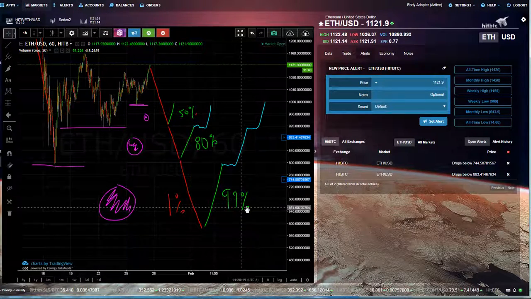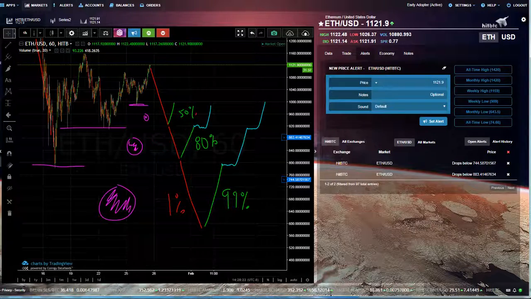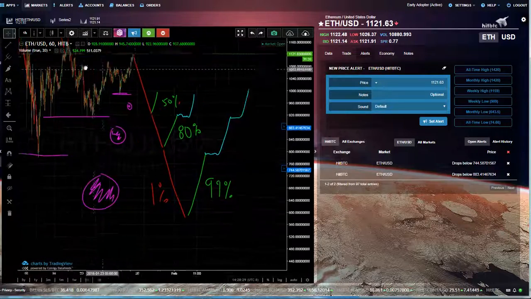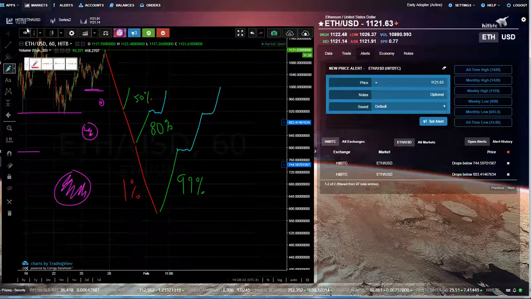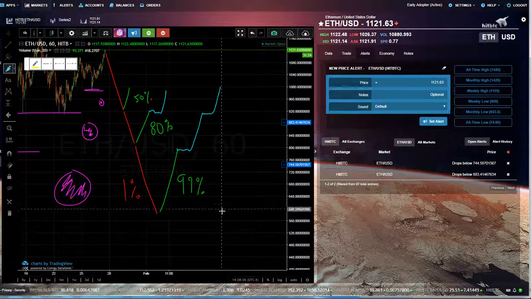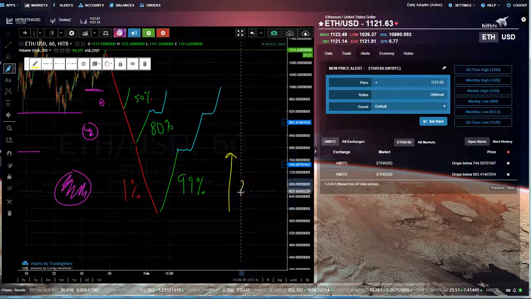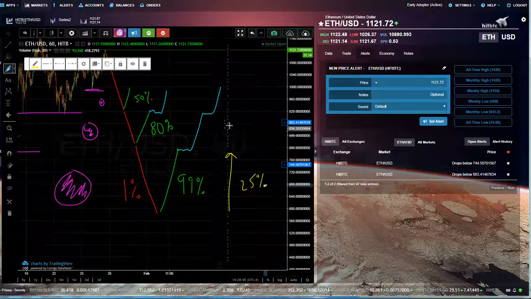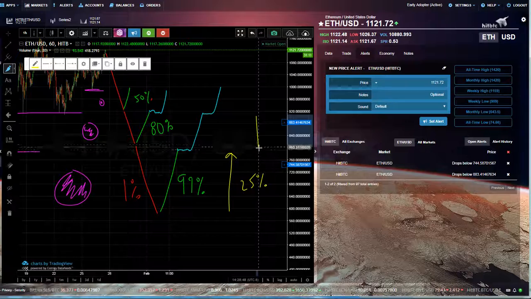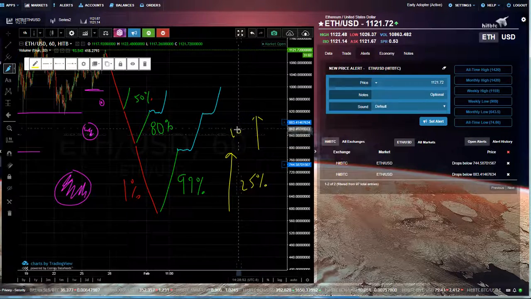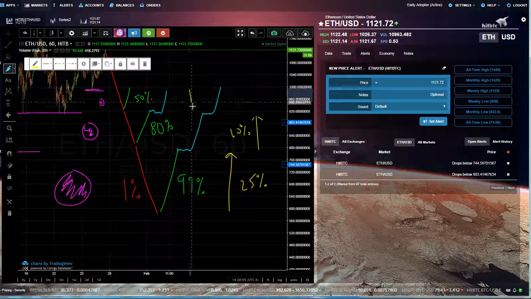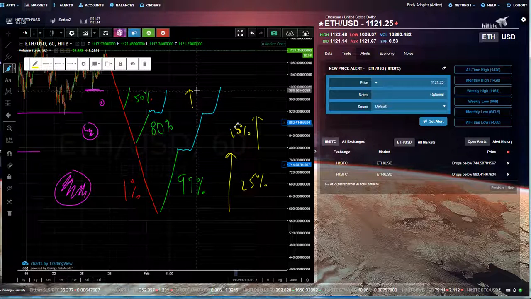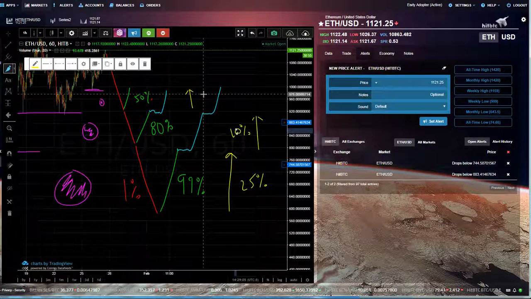Interesting. 99% chance of success, 25% gains. Let's make the gains. 25%. This one, 10%. This one, oh sorry, this one was 15%. No, it was 10. It was 10. 10%, and this one was like 5%.